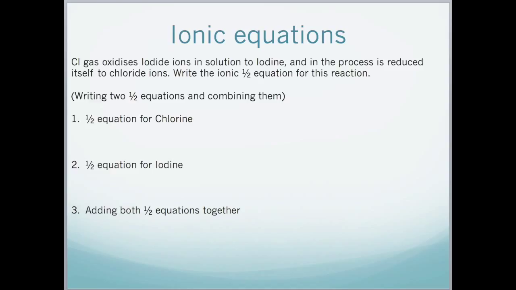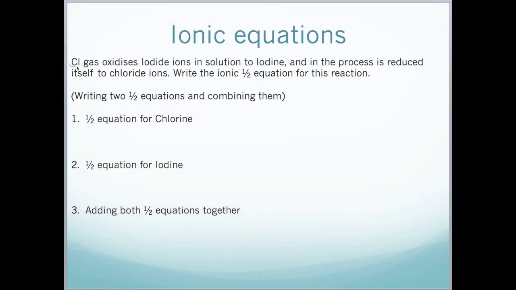So we have chlorine gas that oxidizes iodide ions in solution to iodine, and in the process is reduced itself to chloride ions. So we're asked to write the ionic half equations for this reaction. So we basically first write the two half equations, and then we combine them. So we have all the information that we need here.